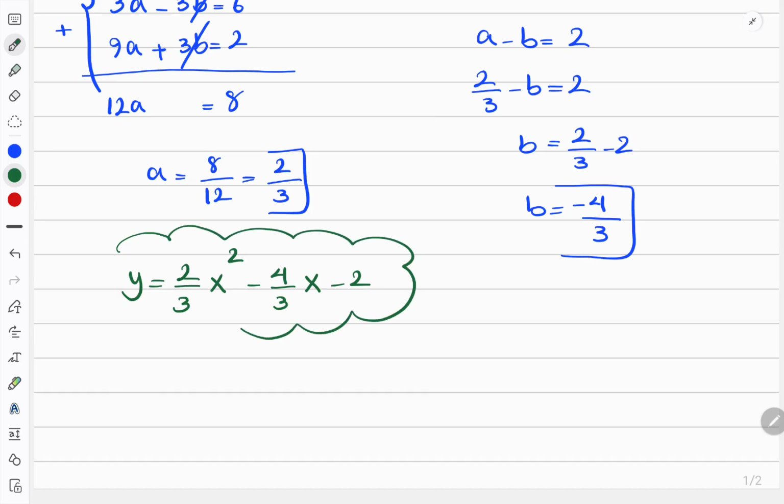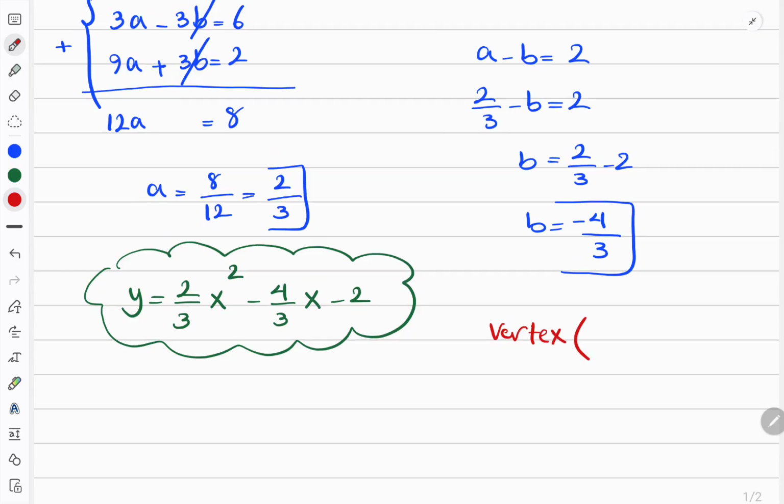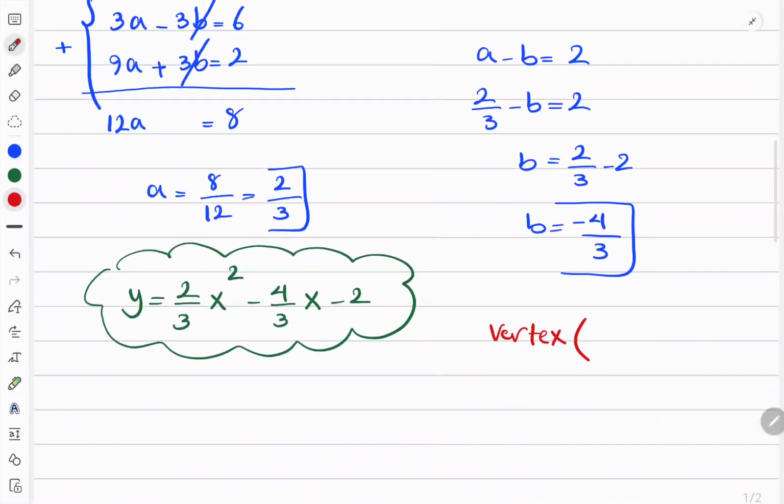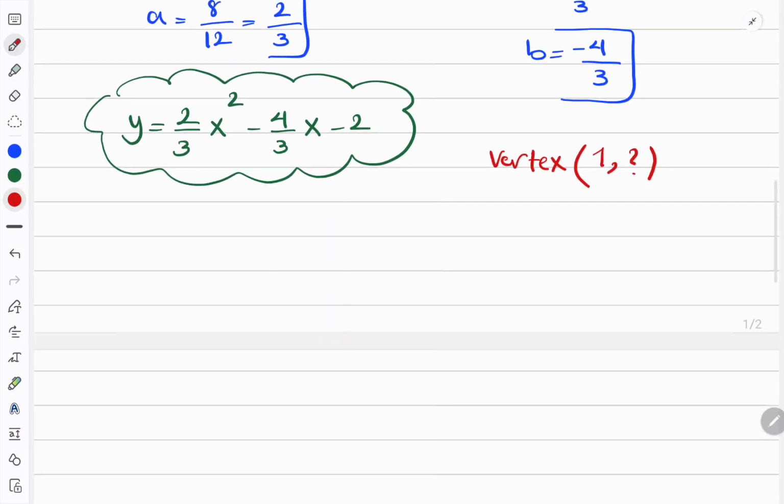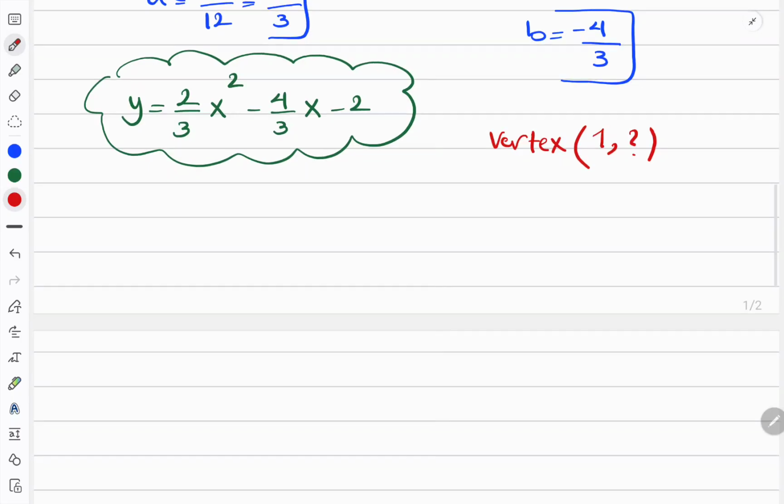Okay, this is the equation of the parabola, but we were looking for the value of y coordinate of the vertex. So the vertex is at 1, if I'm not mistaken. Yes, 1 and an unknown. Okay, so we just need to substitute 1 into this equation and solve for y.